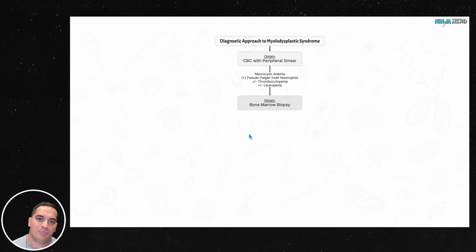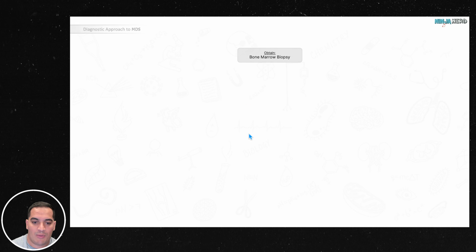Because remember, what happens is these dysplastic cells, not only do they suppress normal hematopoietic stem cells, not only do they trigger ineffective erythropoiesis, leukopoiesis, thrombopoiesis, but they also get converted into myeloblasts, running the risk that MDS can convert into AML. So what do I want to see?